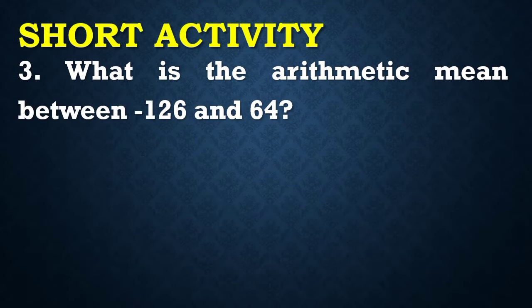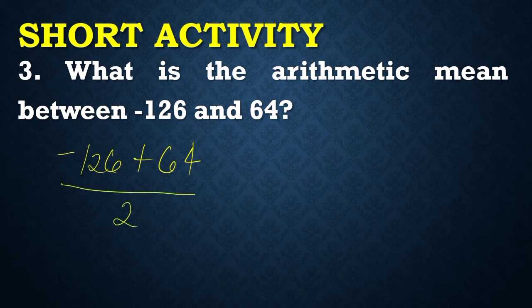For the last item, what is the arithmetic mean between negative 126 and 64? So, yung isa nating term ay negative and then positive naman yung isa. So, again, the process is the same. Wala namang pinagkaiba. So, we will add negative 126 and 64, and then we divide their sum by 2. What is negative 126 plus 64? That is negative 62. Divided by 2.